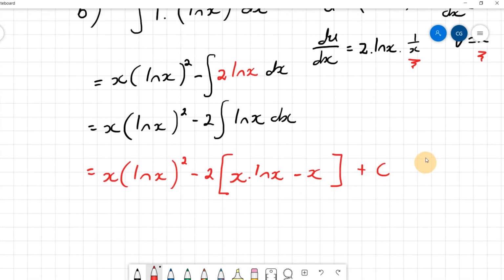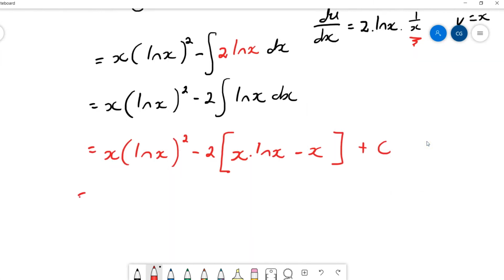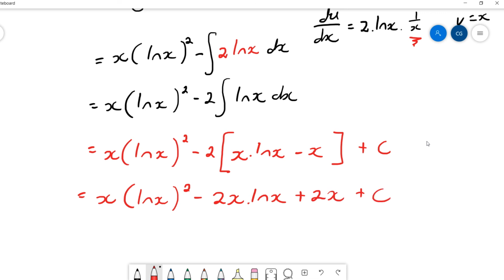All right. You can just simplify this, remove the brackets: x (ln x) squared, that bracket I will leave there, minus 2x natural log of x. All of this is multiplication, plus 2x plus c. Okay, so that is relatively straightforward there because we have used the previous answer in this case.